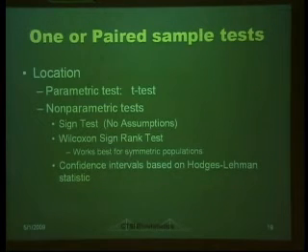Now, we've already talked about one sample and paired sample tests, and we've looked at the paired t-test as a parametric test. The sign test and the Wilcoxon sign rank test are the best tests for the underlying distribution for this problem. And you can also find confidence intervals. Sometimes in books you'll see that these are confidence intervals based on what's called the Hodges-Lehmann estimator, and that's the statistic that's used to find confidence intervals here. So not much to say about these.